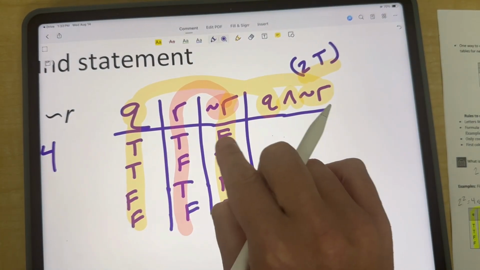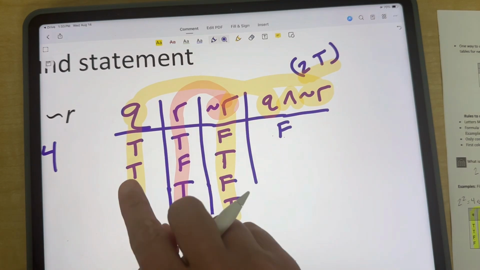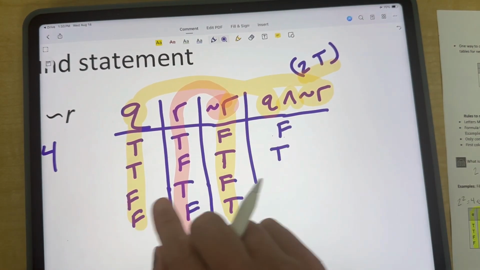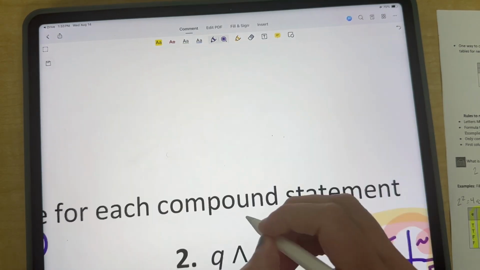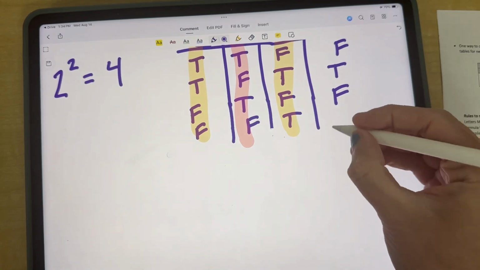Okay, so we need 2 trues for the yellows. The first row, we have TF. Is that both T's? No. The second row, are they both T's? Yes. Are these both T's? No. Lastly, are these both T's? No. So that's false.